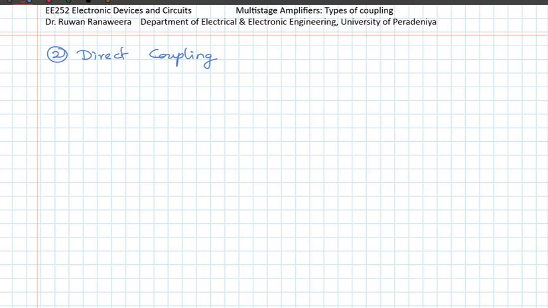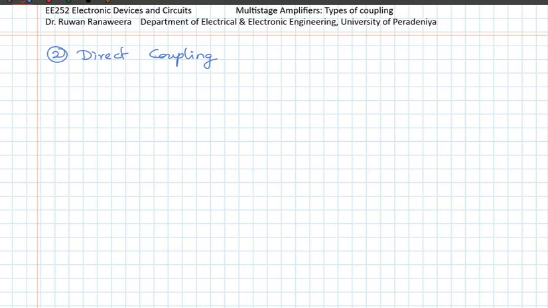So when you calculate the Q point, you need to do the analysis to find the Q points of each stage at the same time. When you decide the Q point of the first stage, you need to at the same time determine the Q point of the second, third and other stages, because you don't have individual biasing for each different stage.